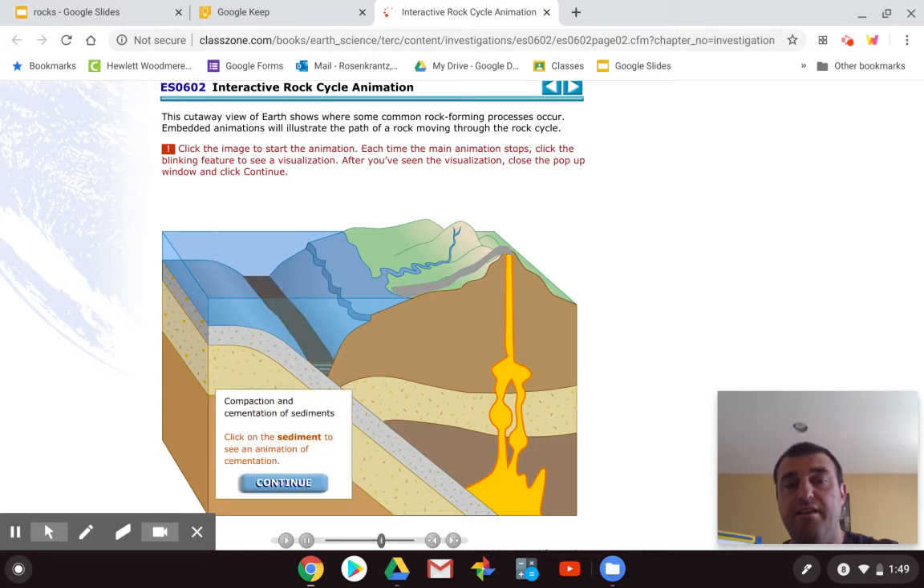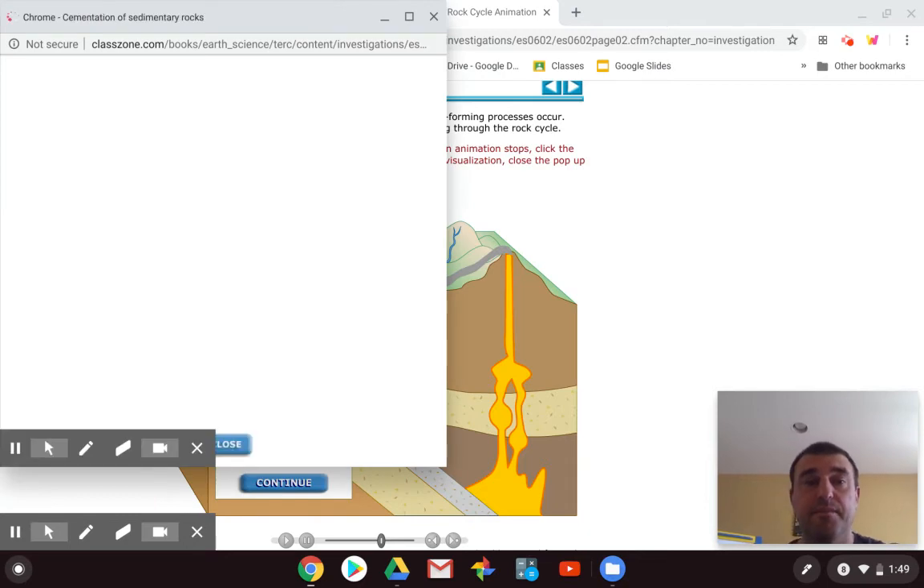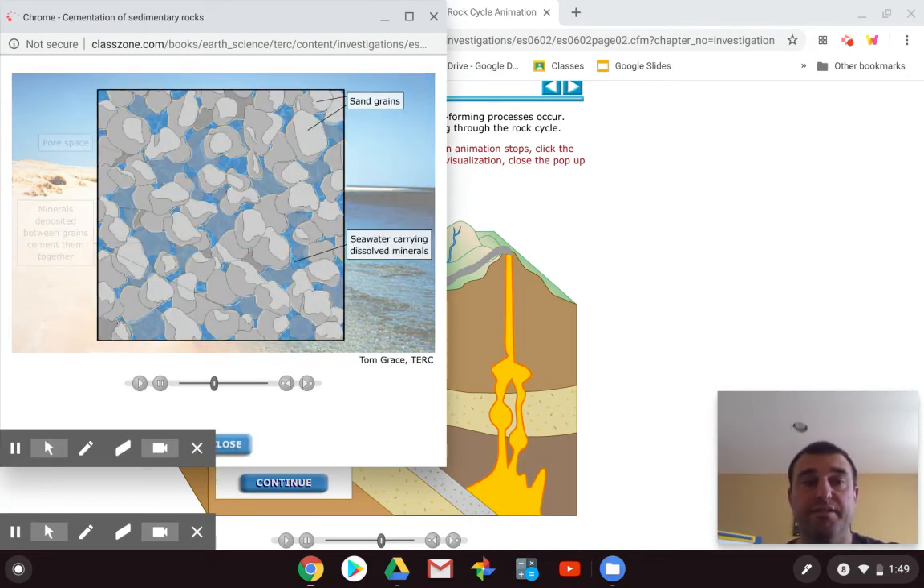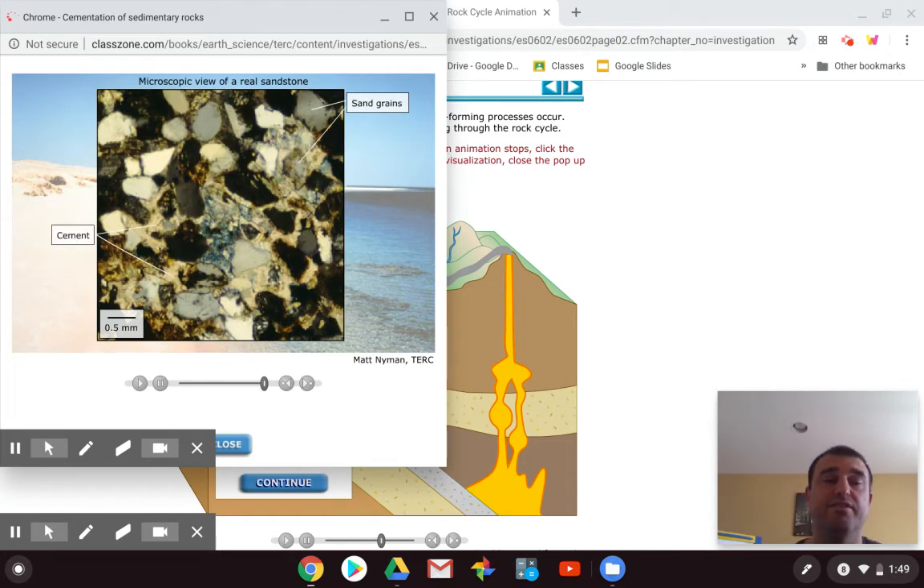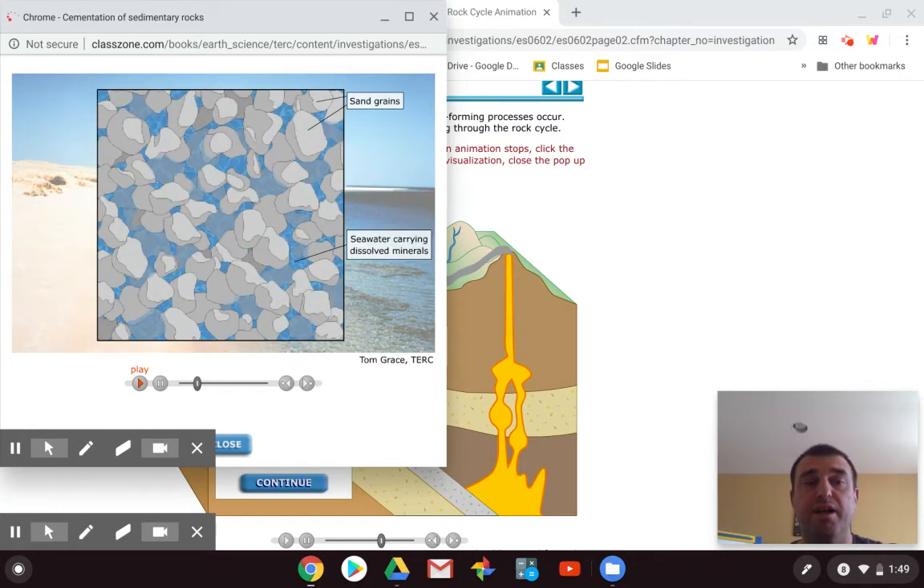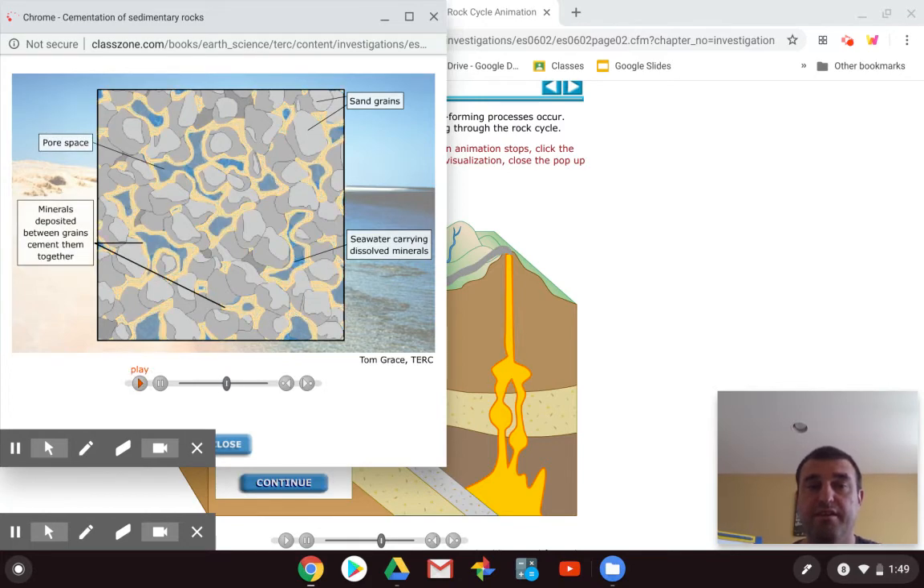So then the weight of the layers are so much that it gets compacted and squeezed. And that pile of sand can turn into sandstone. I'll play that again. So you have a pile of sand filled with water, and as it gets compacted, the water kind of gets squeezed out, and these little dissolved minerals right here that are between the sand act like glue. We say they act like a cementing agent, and they glue the sand grains together. Okay?